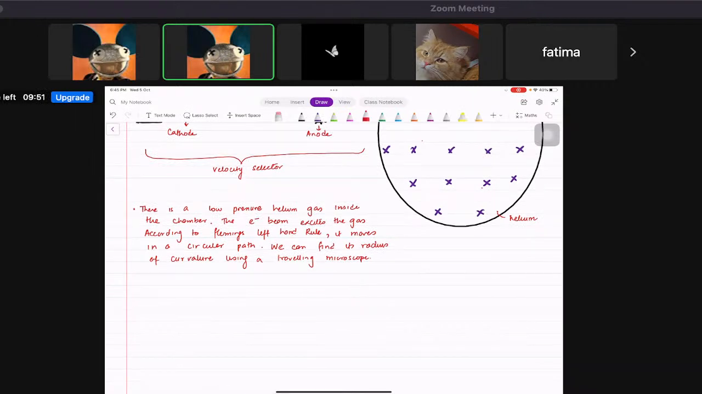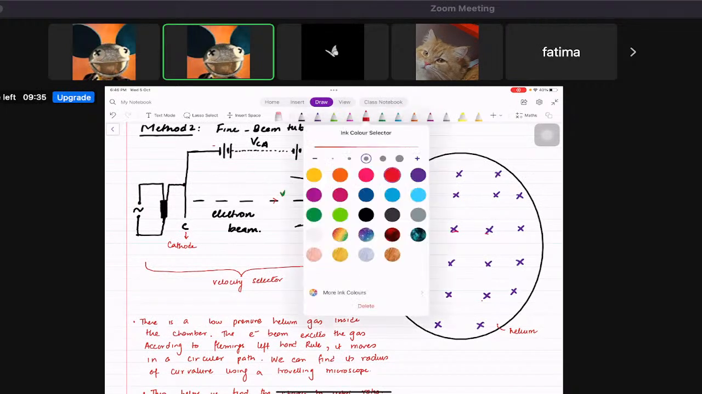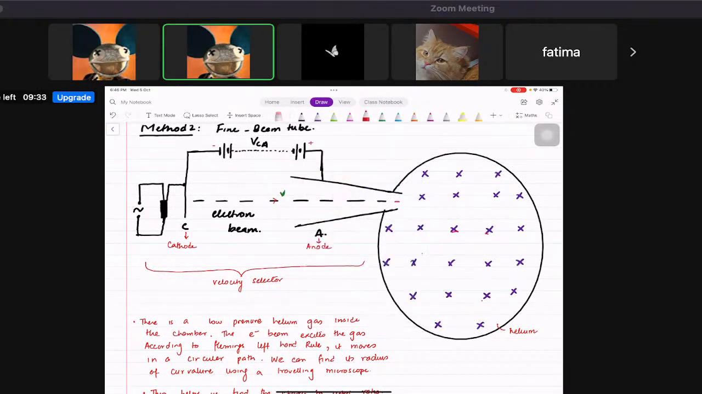So basically, this helps us find the charge to mass ratio. Let me just tell you how. First of all, you need to understand that when the electron beam enters this way, it is going to go in a circle, like we've done previously with this infinite field.